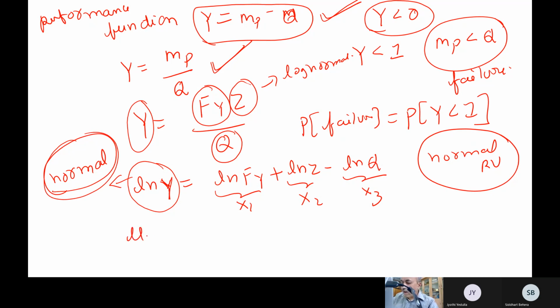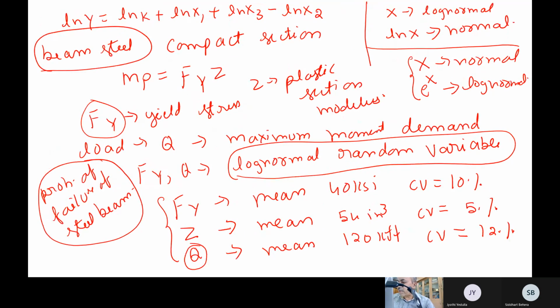And now I will find out the mean value of log y. So this will be simply the mean of log of fy plus the mean value of log of z minus the mean value of log of q itself. I can also find out its standard deviation. Instead of working on y, we are working on log of y itself. So the variance will be sigma square log fy plus sigma square log z plus sigma square log of q. So this is my standard deviation. Now the only problem we have is to find out, see, the input data has been given.